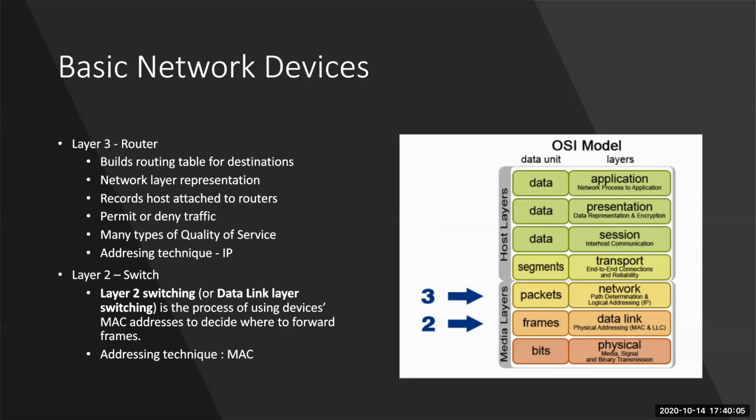Layer 3 devices are mainly routers, but even firewalls also work at layer 3 and layer 4. Application firewalls work at layer 3, layer 4, as well as layer 7. So there are different kinds of firewalls in the industry, from companies like Palo Alto, Cisco, or Juniper. But today we are going to see a layer 3 router. What a layer 3 router does is build a routing table for destinations.